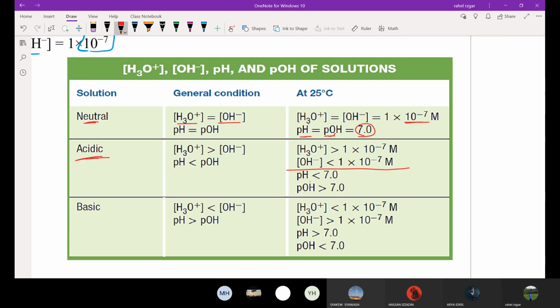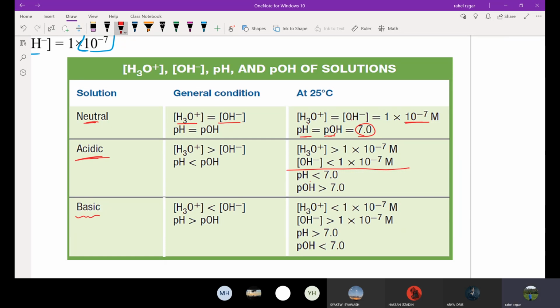Then if they ask what happens at the same time to pOH, you will say if pH decreases, then pOH must increase. They're opposite of each other. Okay, then if it's a base, we know base pH is bigger than 7, then pOH must be exactly opposite, which is smaller than 7.